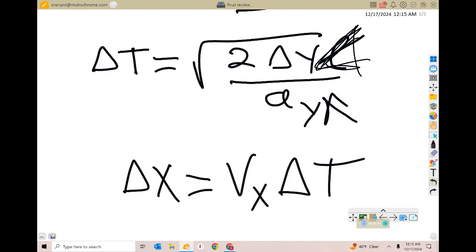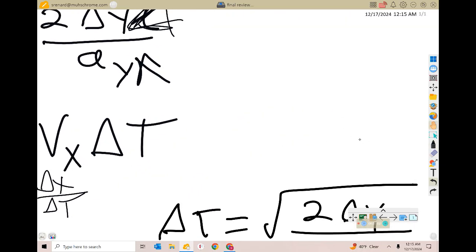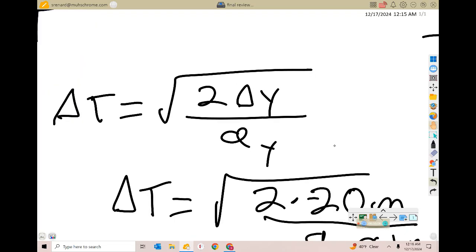And then once we have that, we can plug that into a variation of this. If we're looking for how far away something fell, we take the horizontal velocity and multiply it by time. If we know how far away something fell and we want to know how fast it was going, we can take the distance and divide that by the time, and that's going to give us our velocity.